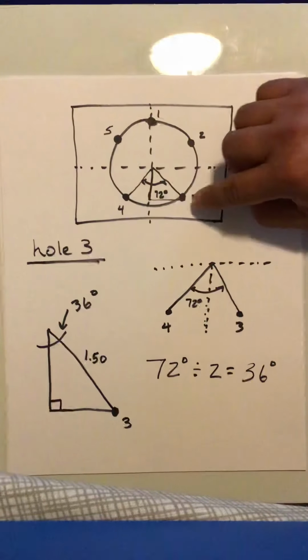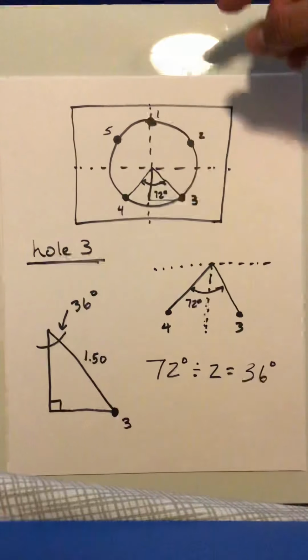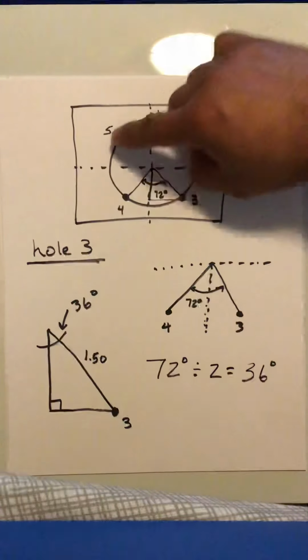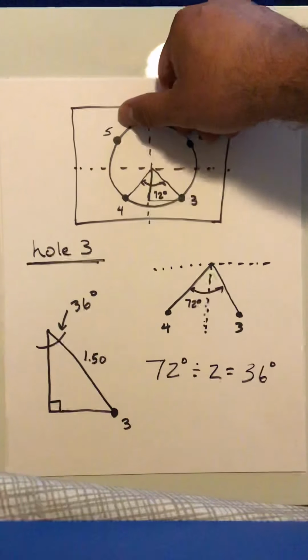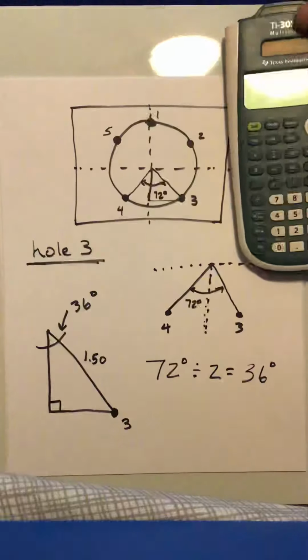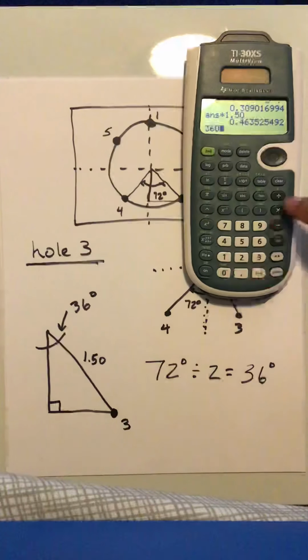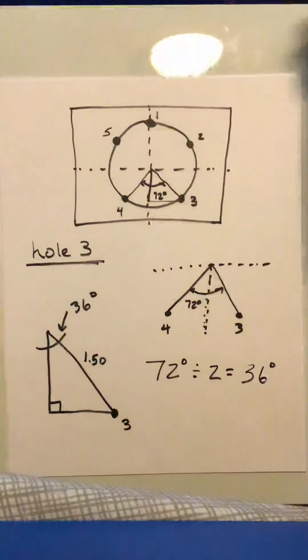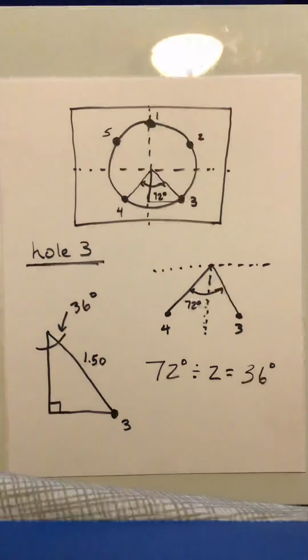I'm going to use the location of 3 and 4, the distance between those two. If you remember, I take 360 divided by the number of holes, in this case 360 divided by 5. Let me show you. That gives me 72. What that means is that between each hole, there is 72 degrees.